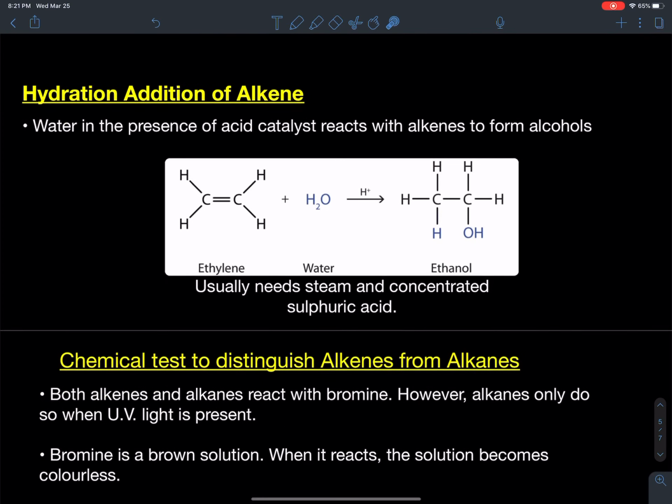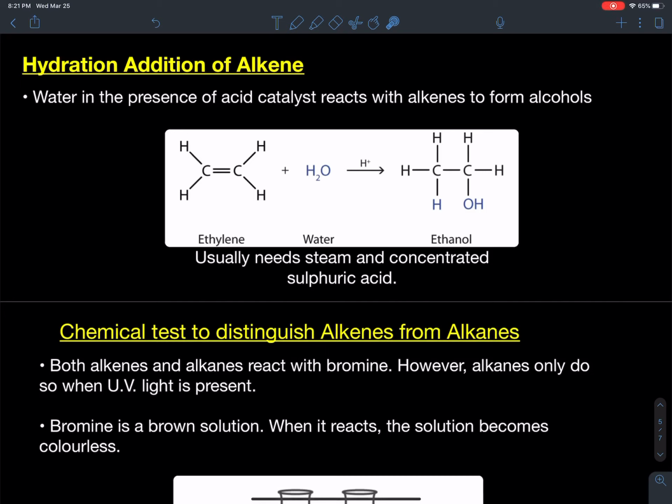All right, the second last reaction is hydration reactions, where we add water into a double bond, and the product of that is an alcohol. Okay, so a very useful reaction.